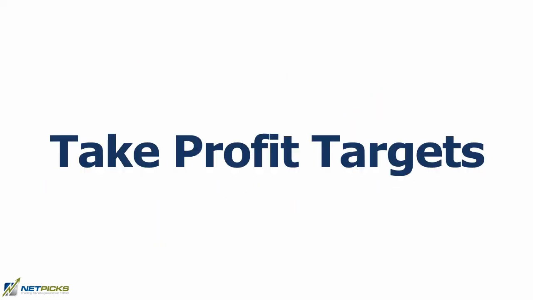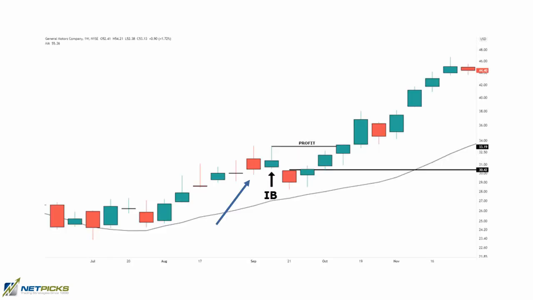Taking profits and trade management can be based off the structure of your price. You could also consider using a trailing stop. Let's just discuss price structure targets. So in this example, the bar before the inside bar is red. It's in the context of an uptrend.